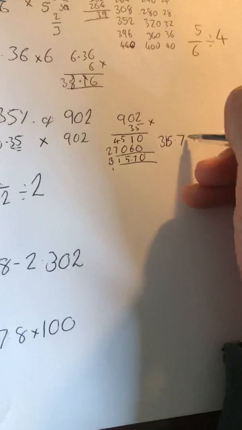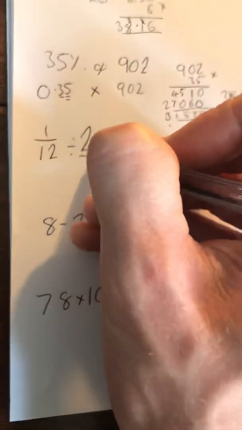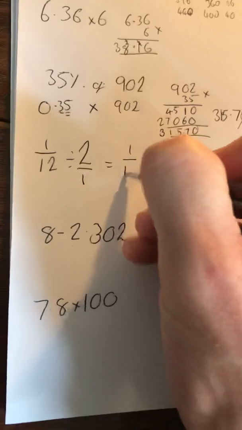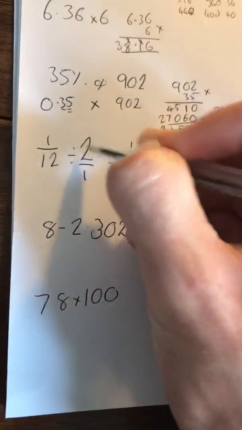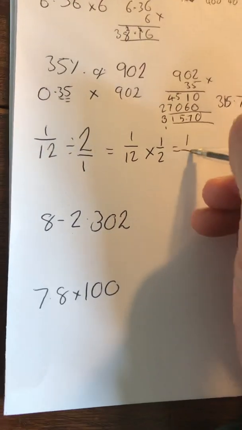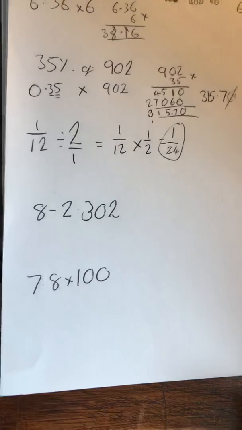315.7. As ever, you might have put 315.70, but that 0 is of no value, so I don't need to put it. I've got a whole number, so I'm going to put it over 1. Remember, we don't divide a fraction. We're going to times a fraction by flipping the second one. 1 times 1 is 1. 12 times 2 is 24. 1/24th, it can't be simplified any further.